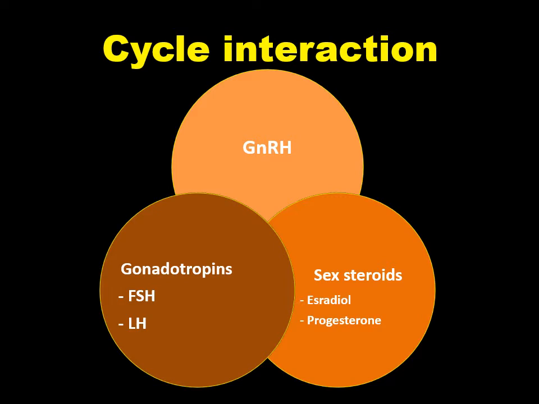Hypothalamo-pituitary-ovarian axis interaction means that gonadotrophin releasing hormone will be released from the hypothalamus and stimulates the anterior pituitary to release follicle stimulating hormone FSH and luteinizing hormone LH, and we have steroids from the ovary, estrogen and progesterone.